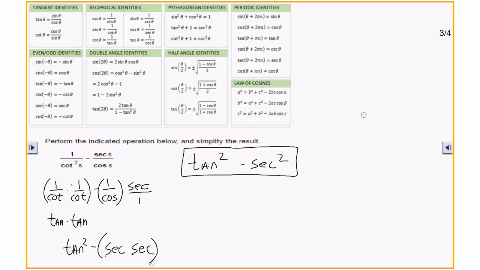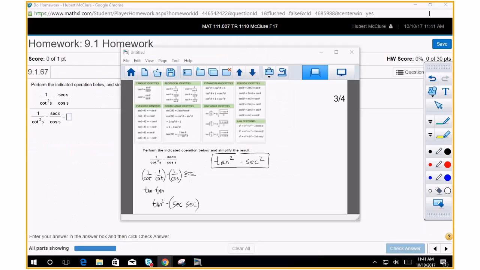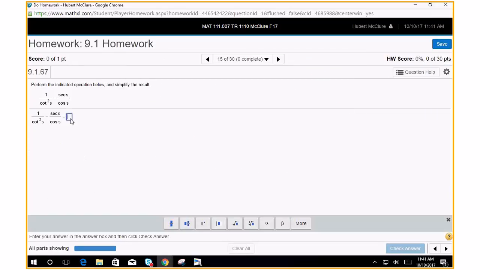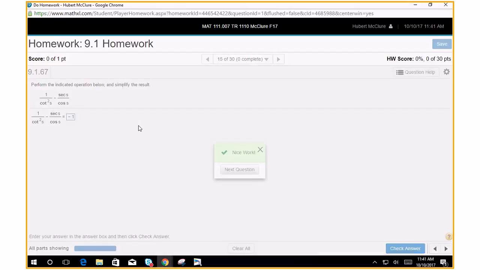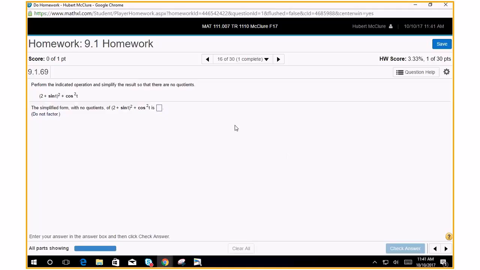Let's go back to the question and see. I don't know how far they want you to take it. It could be negative 1. Let's put negative 1 in and see. Probably wrong. No, that's right. So they want you to go down to negative 1. Next question. All right, try that one while I snip it out.